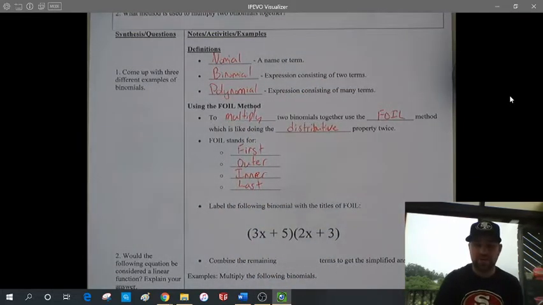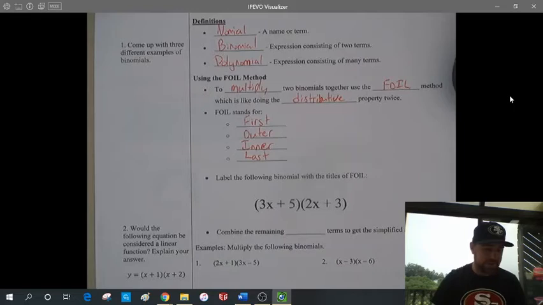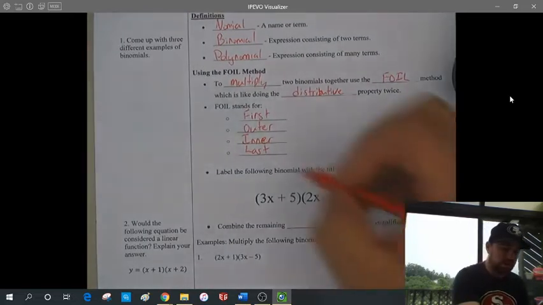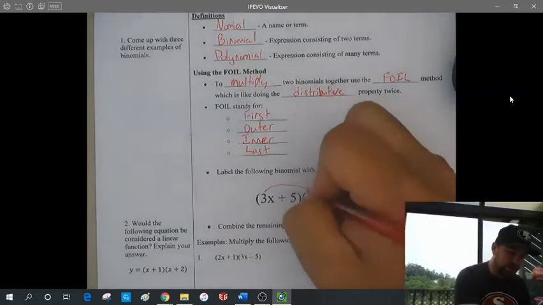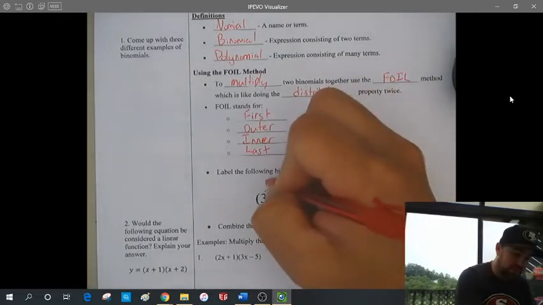This is just a little acronym that helps you remember which terms you should multiply together, and gives you an order for doing that. But again, it's basically like the double distributive property. You'll notice that down here with my two binomials, 3x plus 5 is a binomial, and 2x plus 3 is a binomial, and we're multiplying those two things together. They're both in parentheses next to each other, so that tells me to use multiplication. Just like before where we drew the arrows for the distributive property, we're going to show that here. So 3x times 2x would be our first set of multiplication, and that's our first terms.